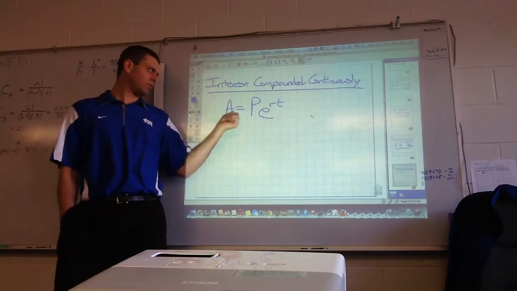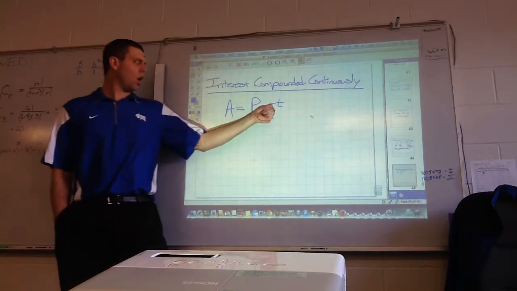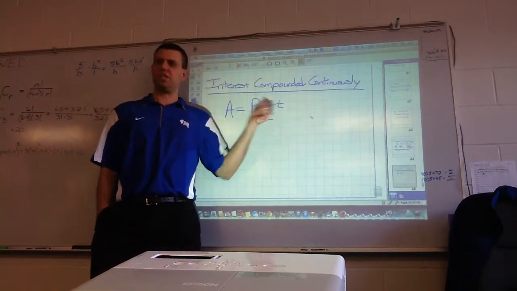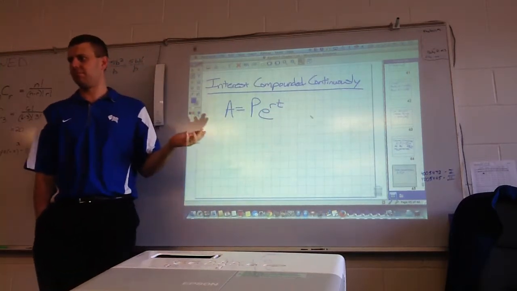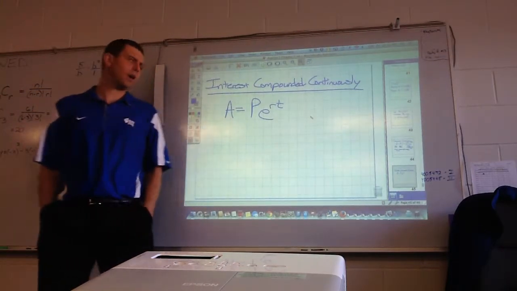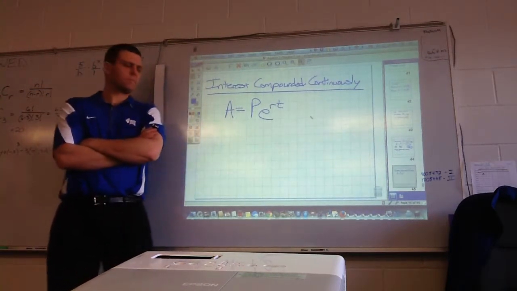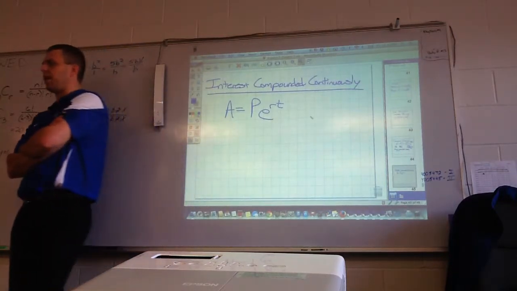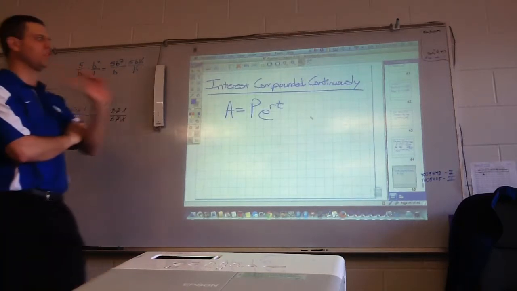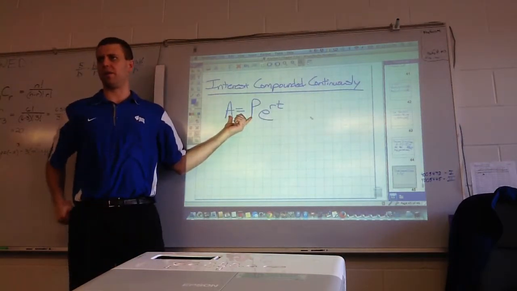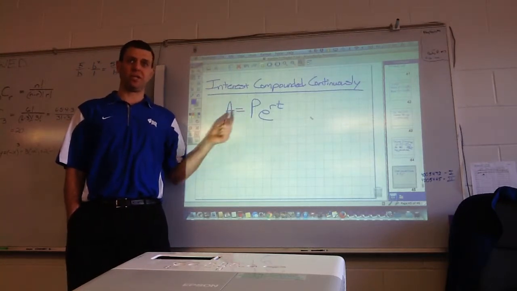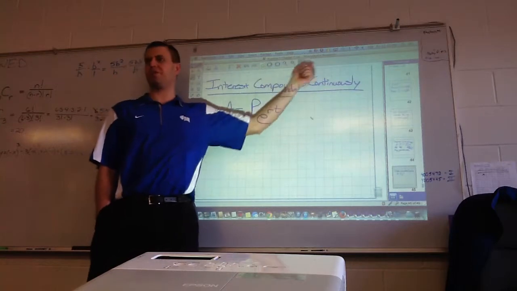A is your final amount, P is your original principal, R is your interest rate, so 6% would be 0.06. T is time in years, and E is E. E is that 2.7 number. E is E. So that's just another formula that will show up. If interest is being compounded continuously, that's the only time you use this, guys, by the way. Only use this formula when it says the interest is being compounded continuously.